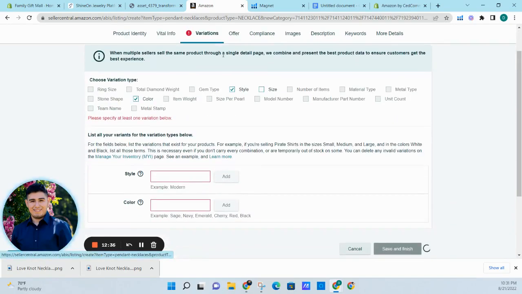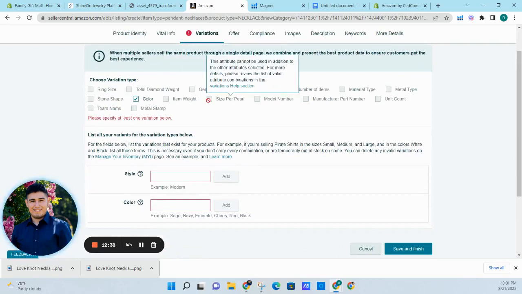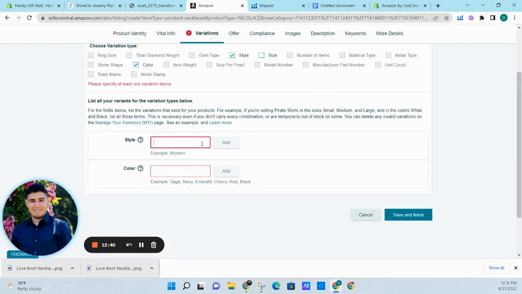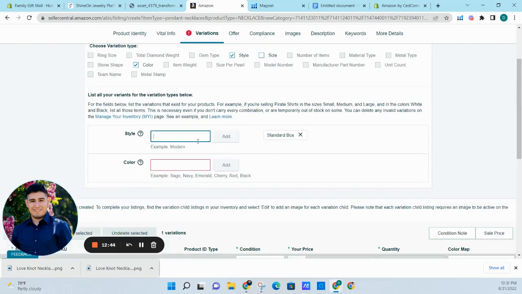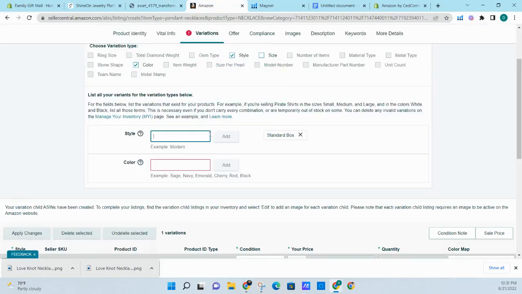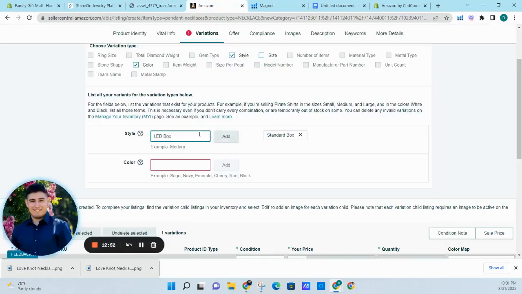Then I'll go to variations. This is where we select the style and color, right? So in the style section, what I'll put is a standard box or black box, whatever you really want for this box. And on the style, I like to put LED box.